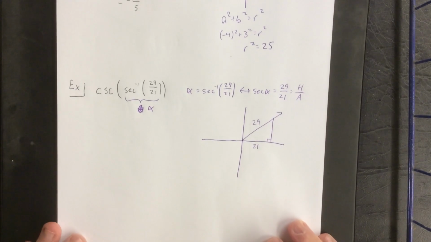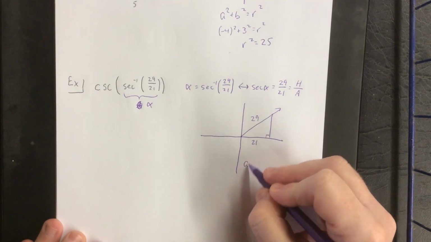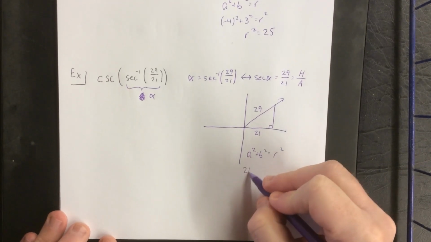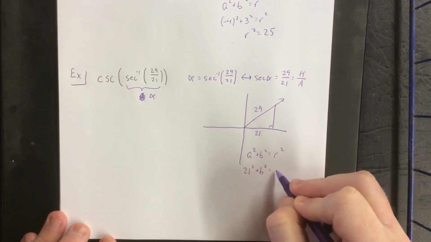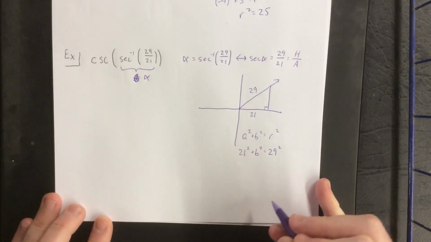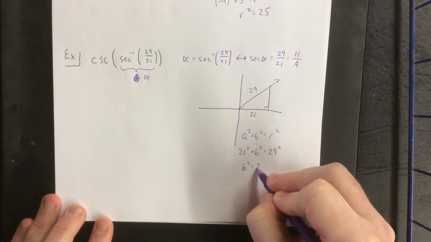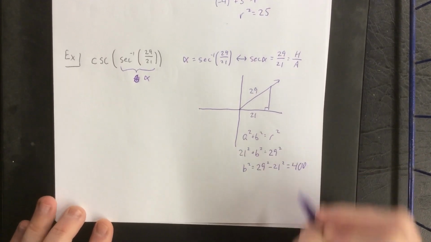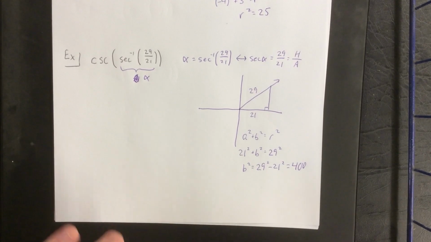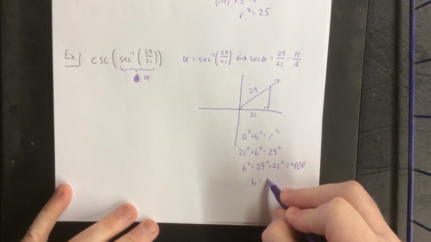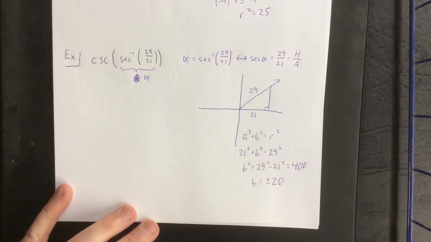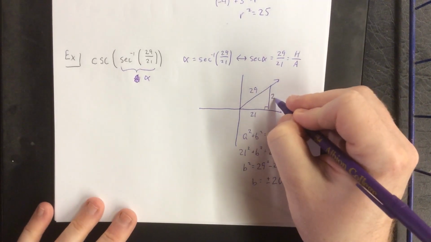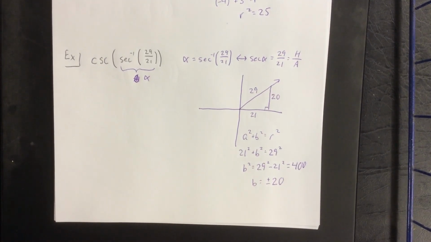You now have two sides of a right triangle. Use the Pythagorean Theorem to find the third. A squared plus b squared is equal to r squared. So that'd be 21 squared plus b squared is equal to 29 squared. B squared is 29 squared minus 21 squared, which you can use a calculator to help you out. That would be 400. Therefore, b is equal to plus or minus the square root of 400, which would be 20. Because we're in the first quadrant, we want the positive one of those.